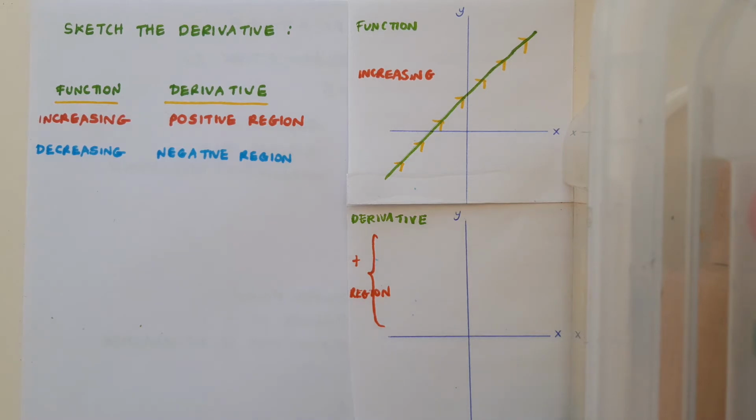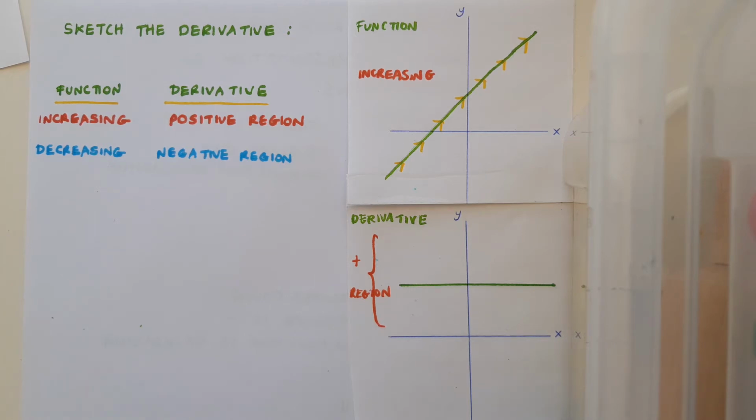Notice too with my linear function that its slope is always the same. It's not deviating, it's always going at the same angle. So that means that its derivative is going to be a constant. And so its derivative is going to be a horizontal line in the positive region of the plane. And this is always true for any linear function that is increasing.